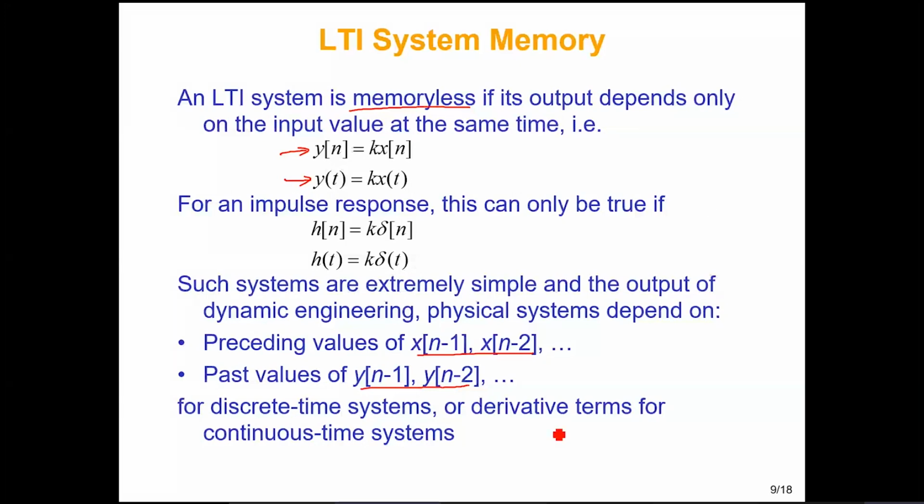Okay, so let me continue with the same thing again. A memory system would be having these values x of n minus 1, x of n minus 2, or y of n minus 1, n minus 2 in the difference equation. To compute your output, you would require your previous inputs or previous outputs in your difference equation. That will become a memory system.